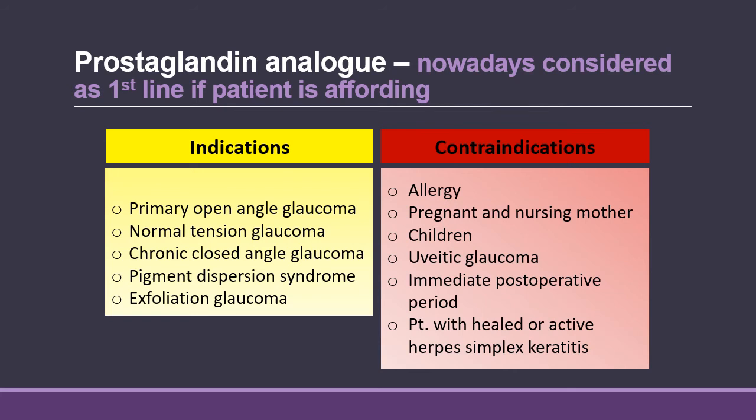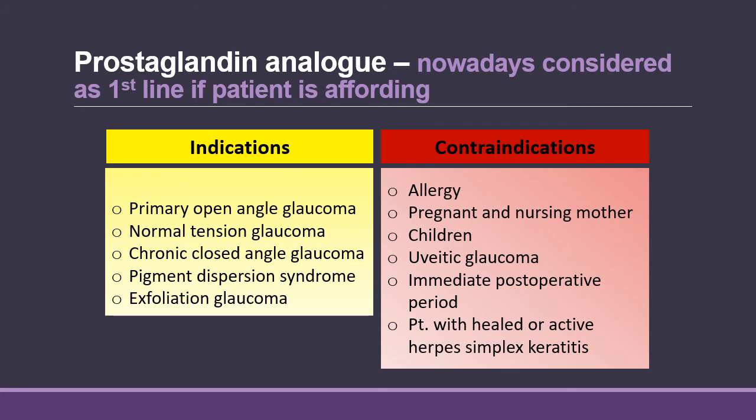So prostaglandin analogs are nowadays considered as first line of drug if the patient can afford, because beta blockers have many more side effects than PG analogs. So PG analogs can be used as a first line drug, but they are costlier. So indications are it can be used in various types of glaucoma like primary open angle glaucoma, normal tension glaucoma, chronic angle closure glaucoma, pigment dispersion syndrome, exfoliation glaucoma.